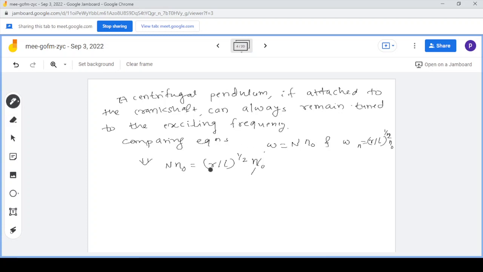Okay, so this n0 will get cancelled, right? And we can take the square on both sides, so we will get n square is equal to r by l, right? Or we can also write it like this, r by l is equal to n square, and this will be for the two stroke, right? And now let us write the expression for four stroke.